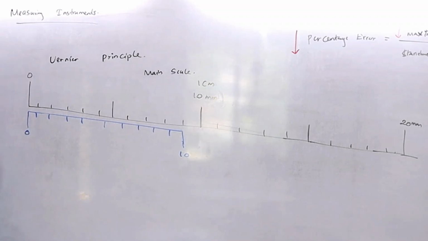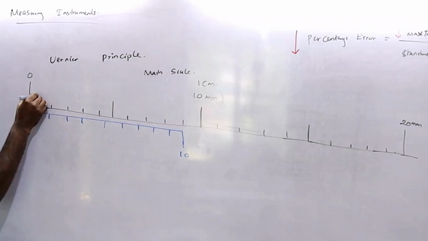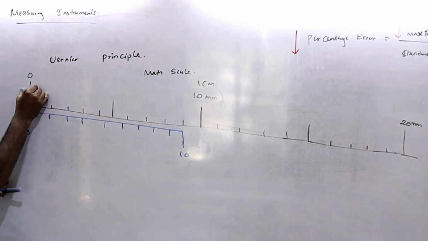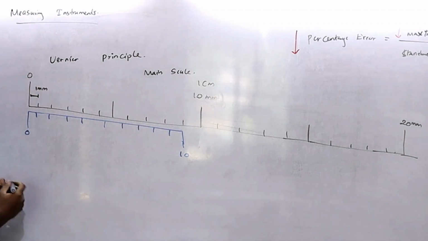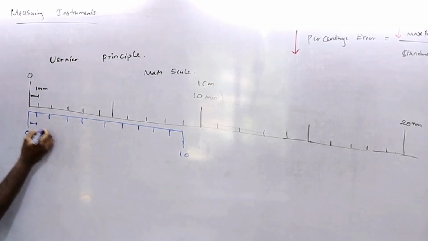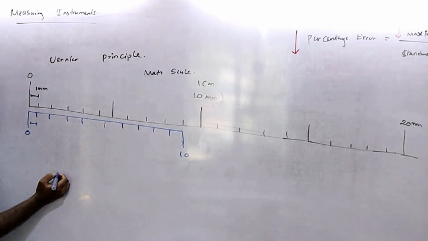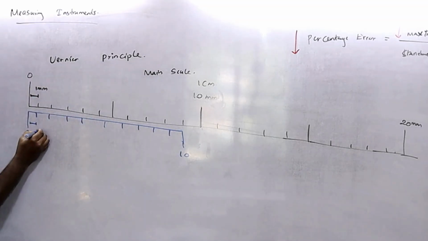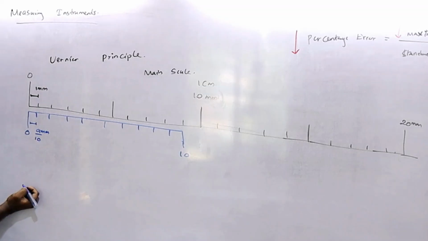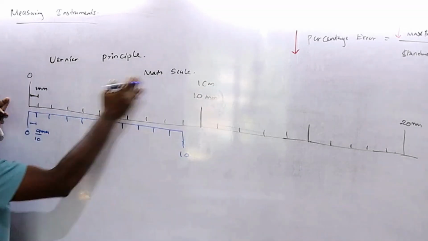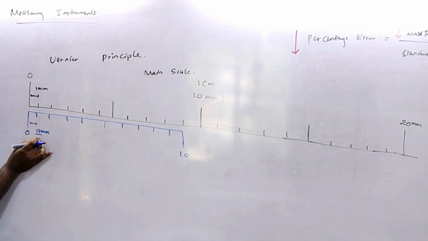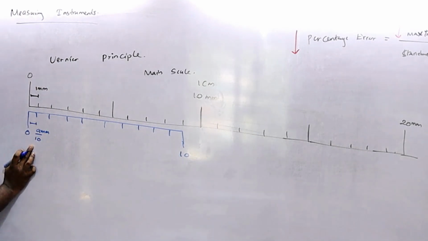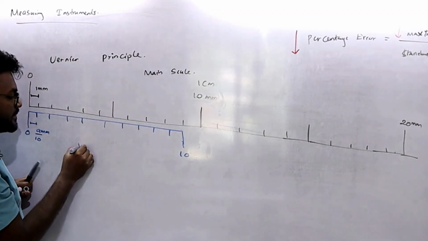Can you tell me what's the gap between two consecutive segments in the main scale? Yeah, that is 1 millimeter. We obtain that because the 10 millimeters here has been divided into 10 segments, so each will be 1 millimeter. Can you tell me what's the gap here? Here 9 millimeters has been divided into 10 segments, so each part is 9 over 10, that is 0.9. Got it? Okay. So this is called the main scale. This is called the vernier scale.